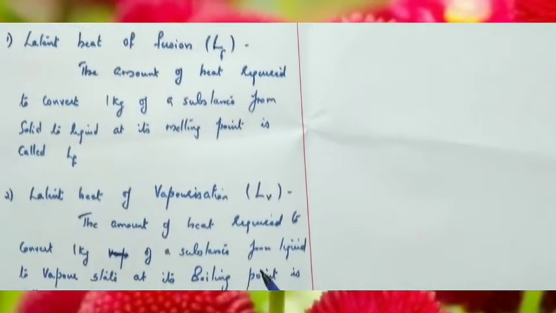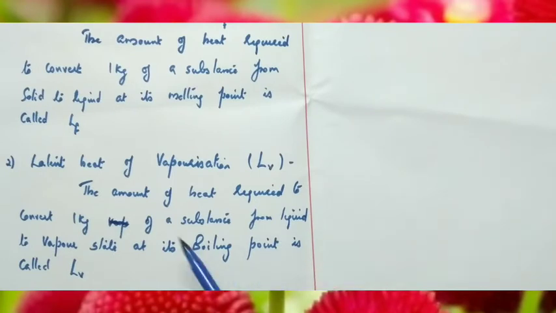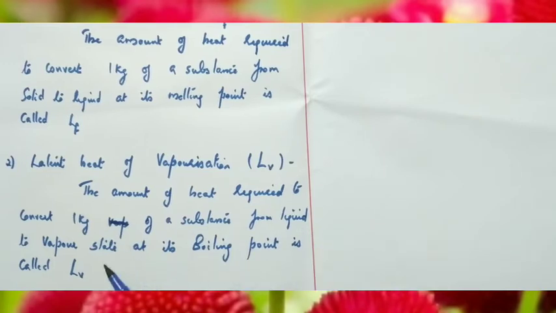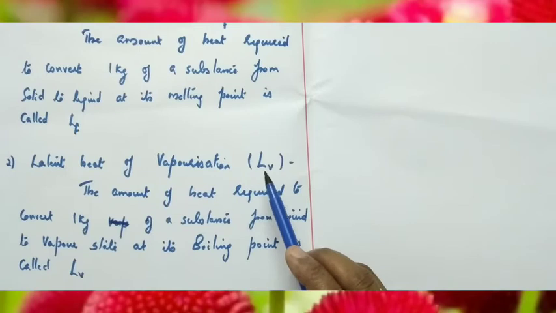And second one is latent heat of vaporization. It is defined as the amount of heat required to convert 1 kilogram of a substance from liquid state to vapor state at its boiling point. That is called latent heat of vaporization.